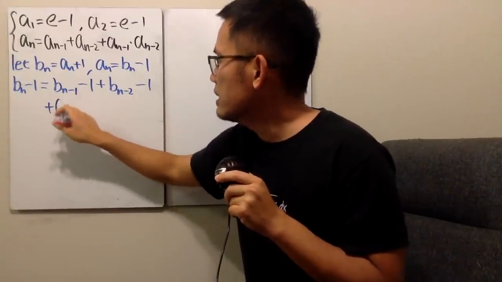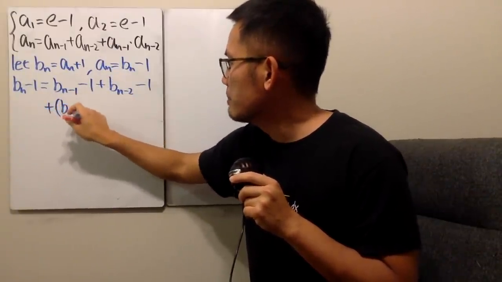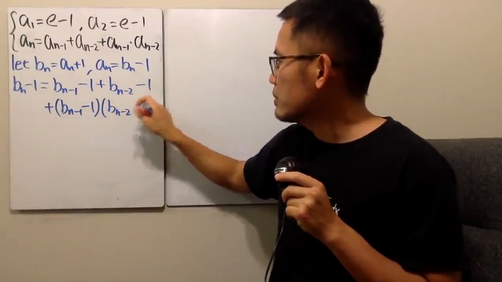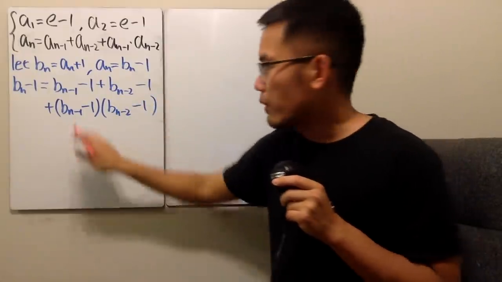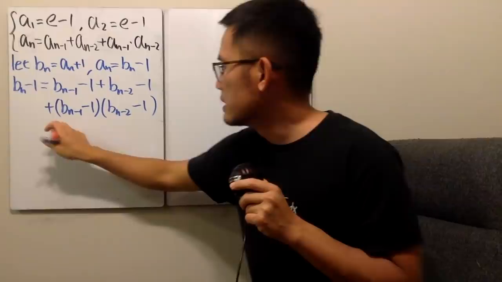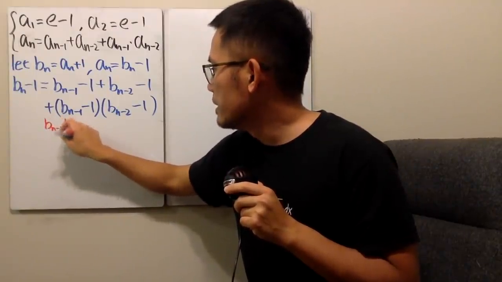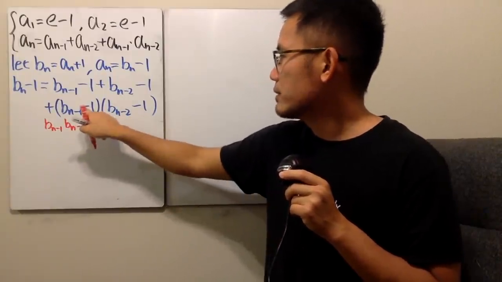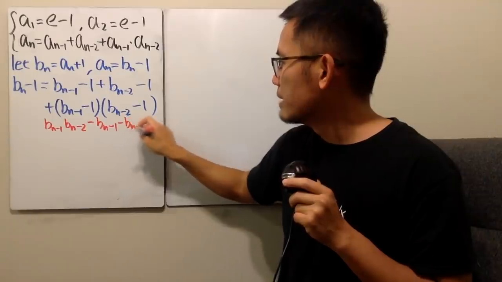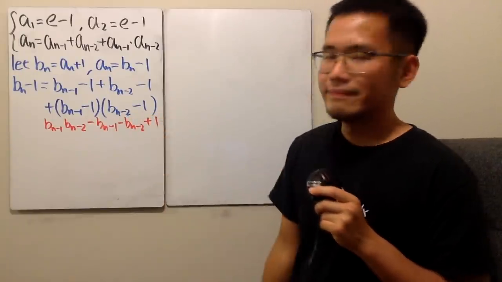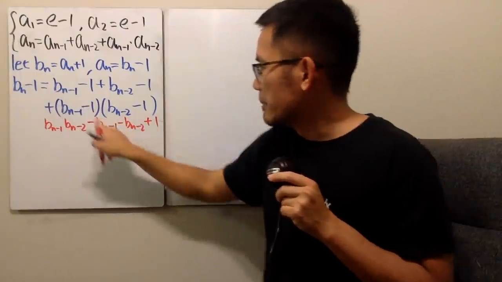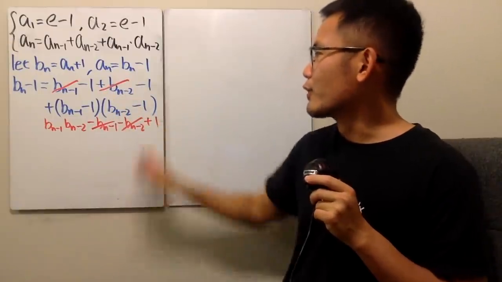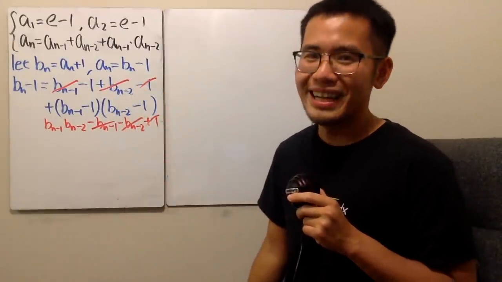All right, so continue. We add parentheses. Well, for this is b sub n minus 1, and then we have minus 1 after that, and then we multiply by b sub n minus 2, and then minus 1 like this. Now, focus on this right here. This times this, we get b_{n-1} b_{n-2}. This times this, we get minus b_{n-1}, right? And this times this is minus b_{n-2}. This times this is plus 1. This can be cancelled out with that. Very, very nice. Likewise, this and that, isn't it? Of course, if you would like, minus 1 plus 1, sure, why not?